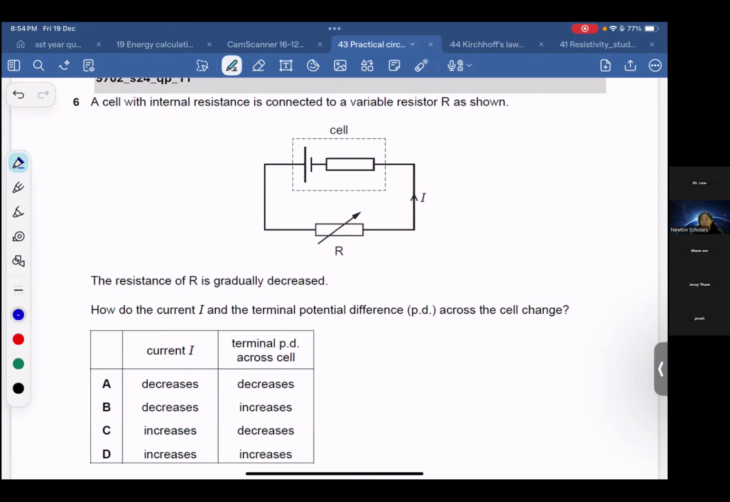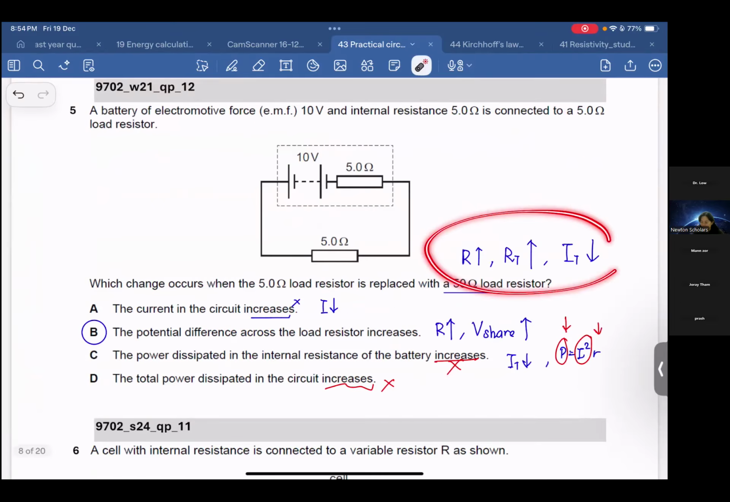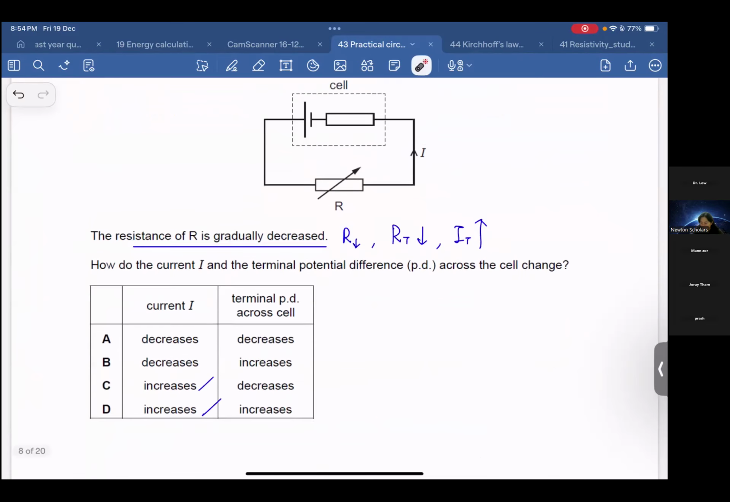How about others? Let me check. Wesley, correct. Fawal, correct. Good job. Okay, when your R decreases, total resistance decreases. Total current increases. So current should be increased. Actually, the idea is the same as just now, but just now it increased from 5 ohm to 50. So continue, IR, IT.